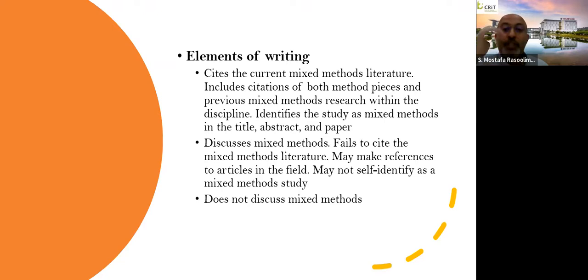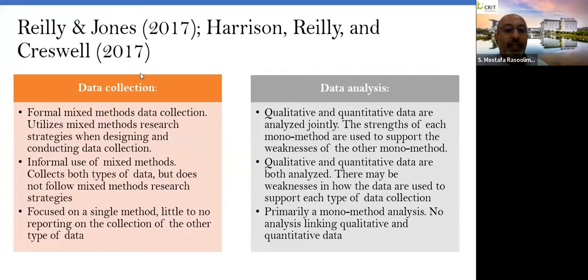Cite current mixed method literature. If you include citations of current mixed method literature, not only quantitative and qualitative, you can get the highest mark for these elements of writing and robustness of your mixed method. But if you discuss mixed method but don't cite mixed method literature, don't refer to proper references and articles, you can get partial marks. And if you don't discuss mixed method and the elements of mixed method, and don't cite related literature, you cannot get any mark for this part. Actually, this rubric is to check what components you have to report in your methodology for your thesis or your paper, if you apply mixed data collection.